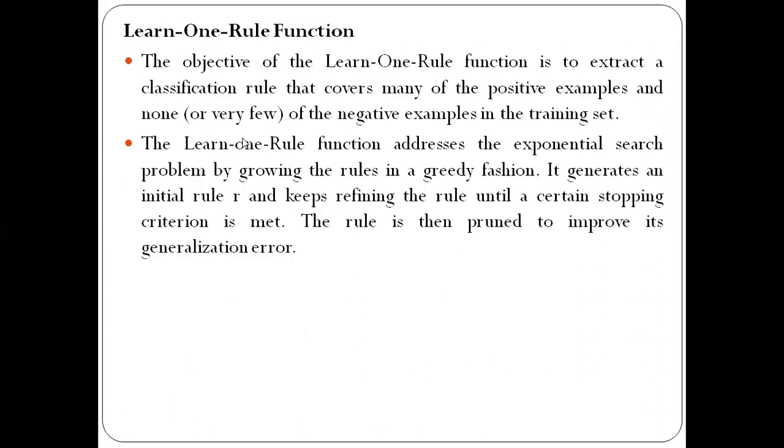Okay, one more is the learn one rule function. This learn one rule function is used to extract the classification rules one rule at a time. So we will be generating one rule. Once we generate one rule, as I said, we will remove those records from the set of records, and then we will find the second set of records. So this function is used to generate one rule at a time. That is the learn one rule function. So this is about the algorithm which we use in the direct method.